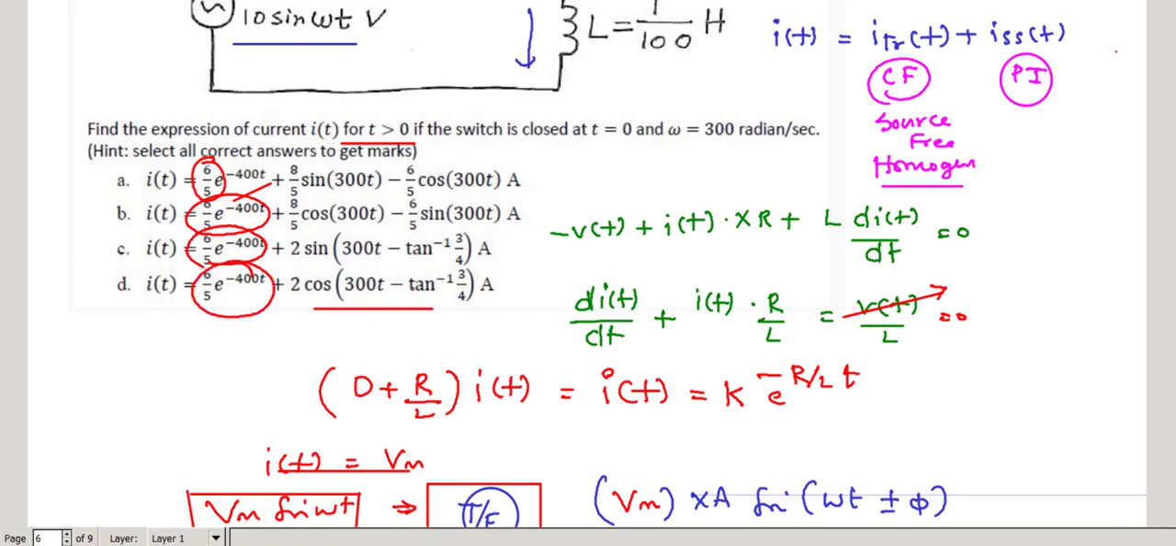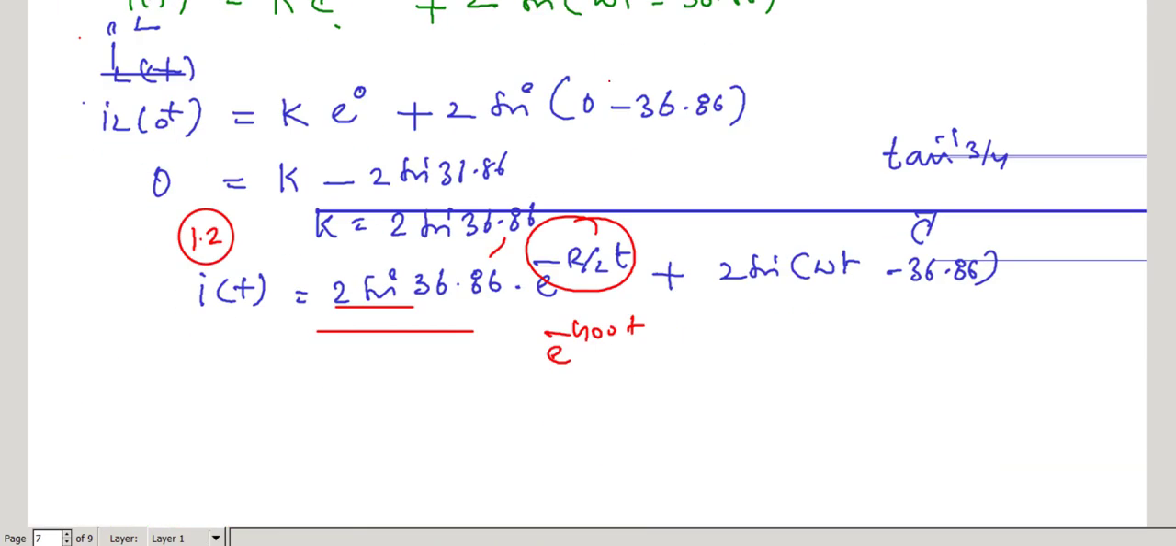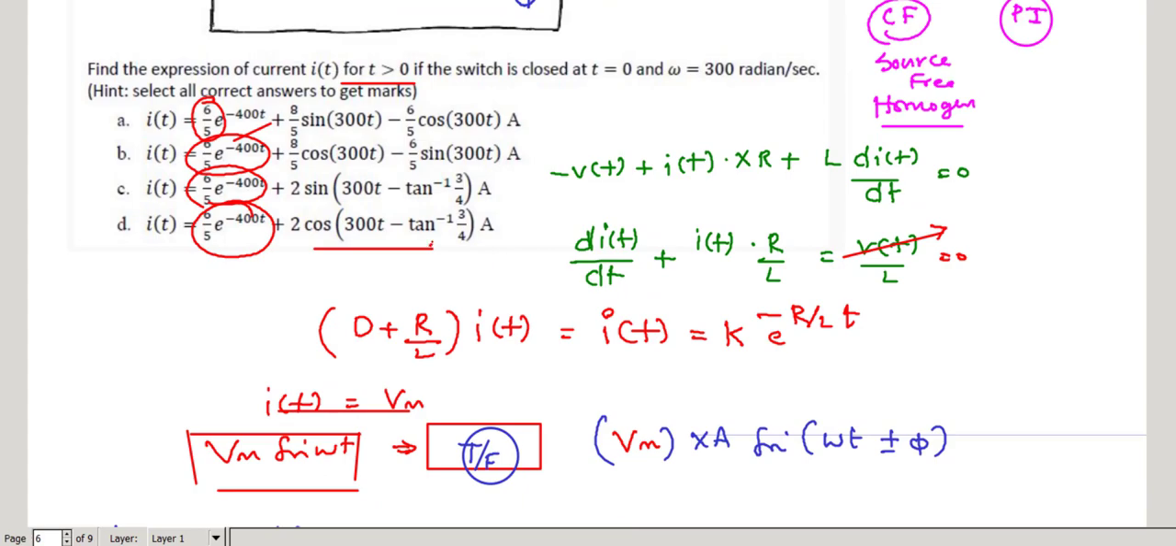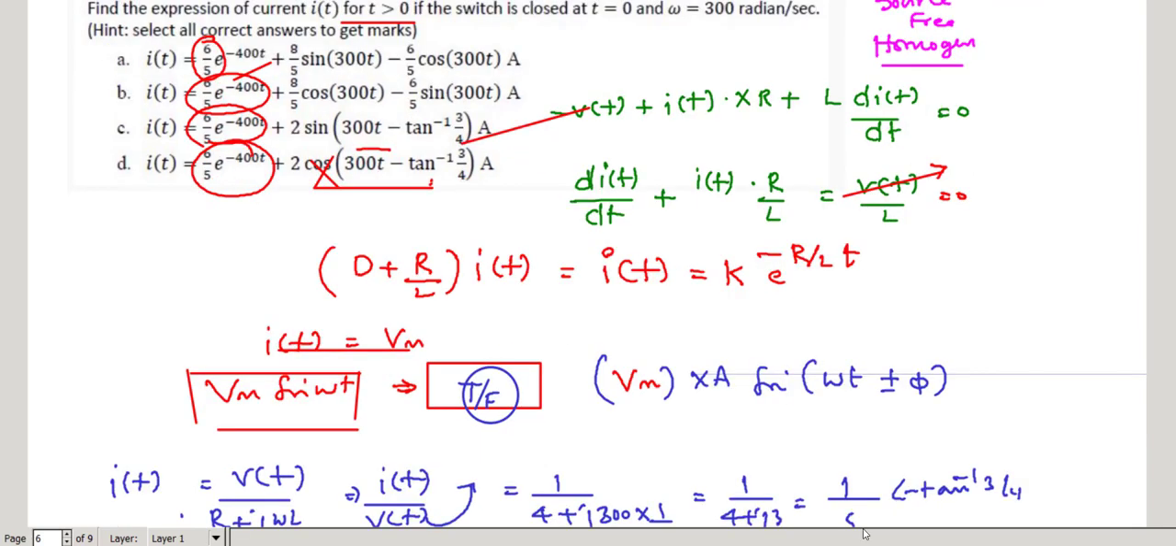Now I have to check this: 2 sin omega t minus tan inverse 3 by 4. Whether I have an option, 2 sin omega t minus tan inverse 3 by 4, where omega is 300. So this option is correct and this is the right answer. You mark that and leave the exam hall, but after the exam you can see that there is another answer. This is a multiple select question.